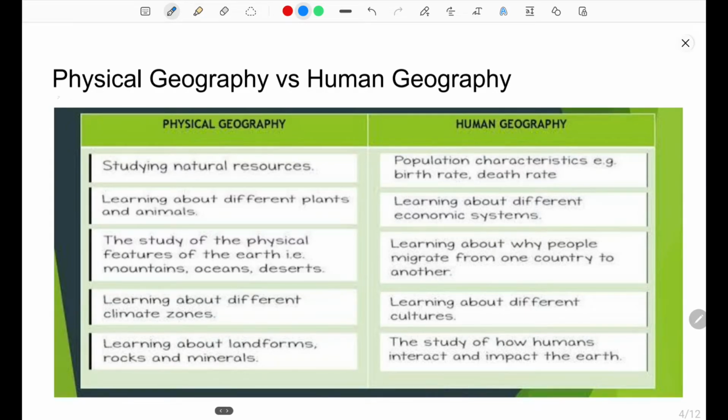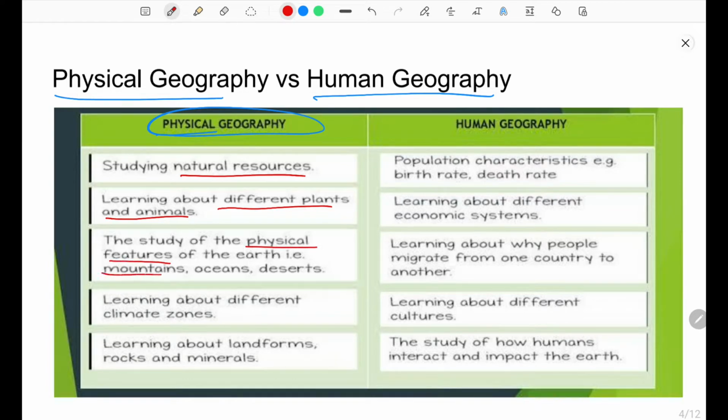Now, if we look at the differences between physical geography and human geography, physical geography deals with natural resources, and it deals with different plants and animals. It speaks about various physical features of Earth like mountains, oceans, deserts, plains, plateaus, etc. It speaks about various climatic zones. It speaks about various landforms, rocks, and minerals. So this is about physical geography.